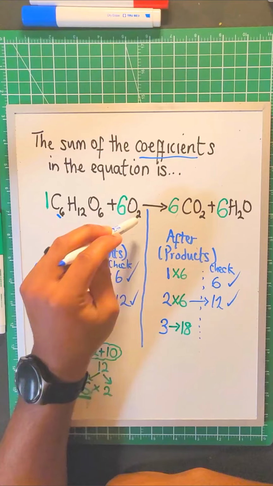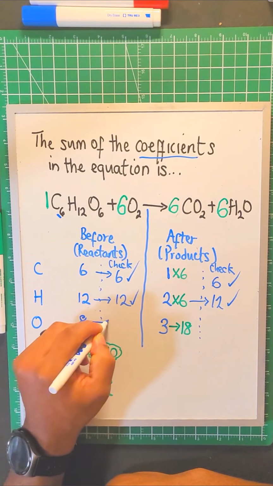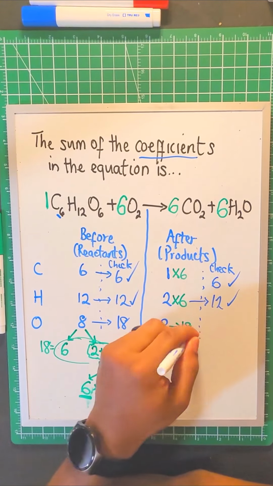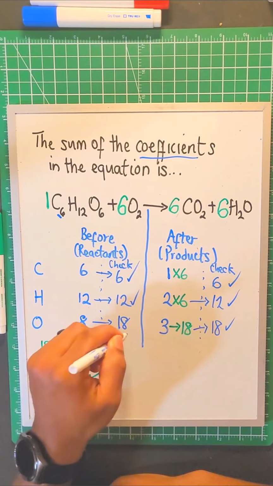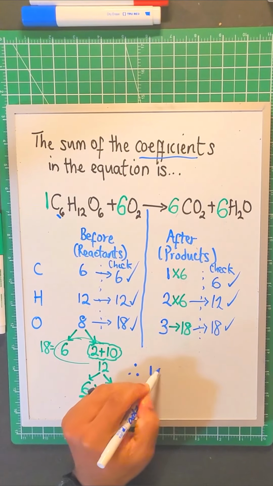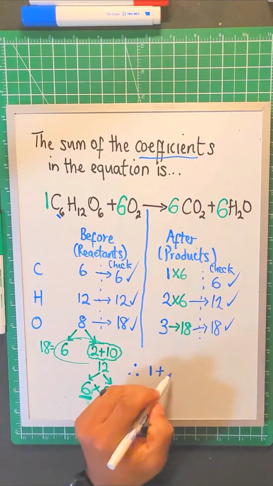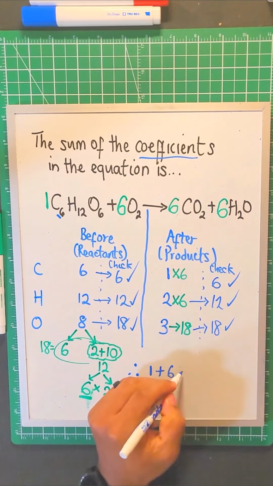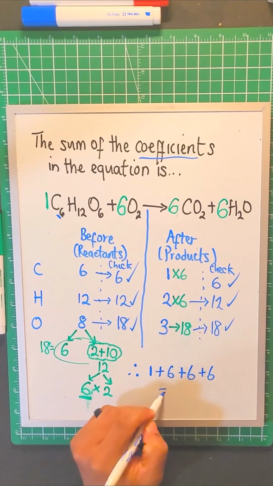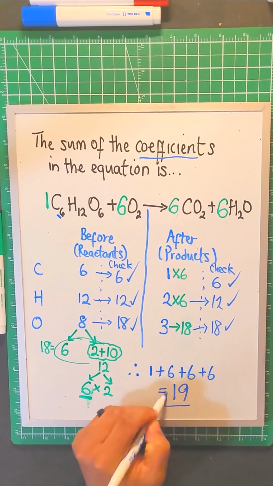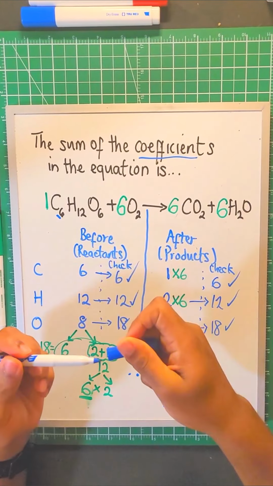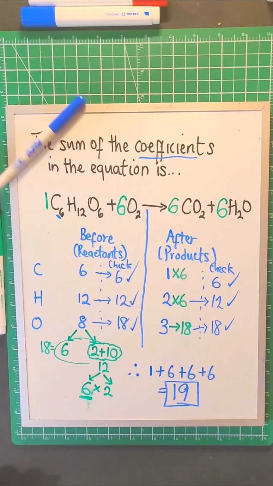The final step is based on the question, which is the sum of the coefficients. In this case, for the reactants, we have 1 and we have 6 that are going to be added, and then after that we have our 6 and the 6 in the products that are going to be added. Once you're able to do that, you should get the total number to be equal to 19, which is the coefficient sum in this particular balanced equation.